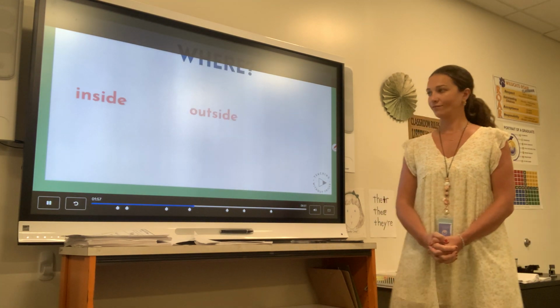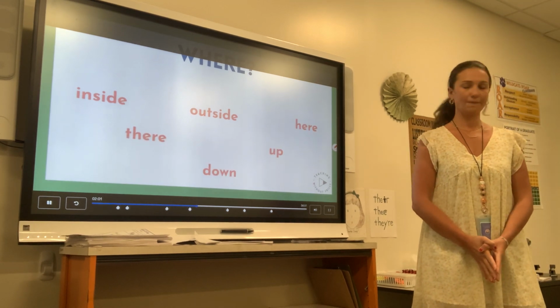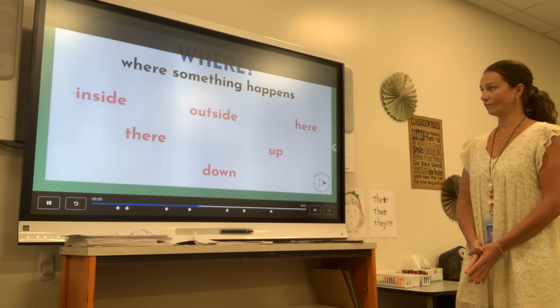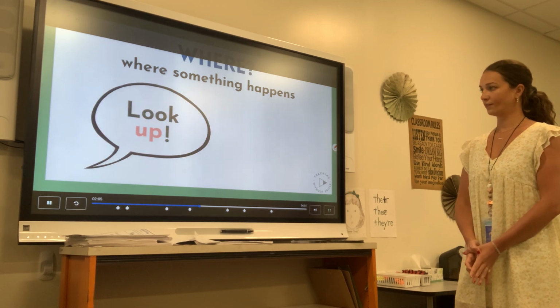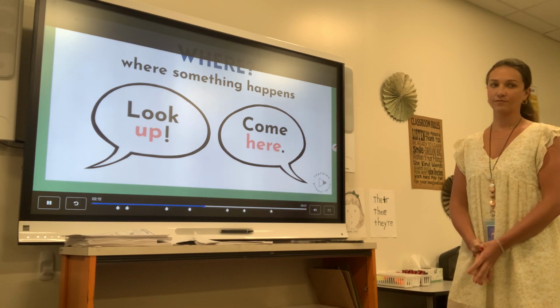Words such as inside, outside, here, there, up, and down can be used as adverbs to tell where something happens, like look up or come here. Can you think of any other adverbs that can describe where something happens?